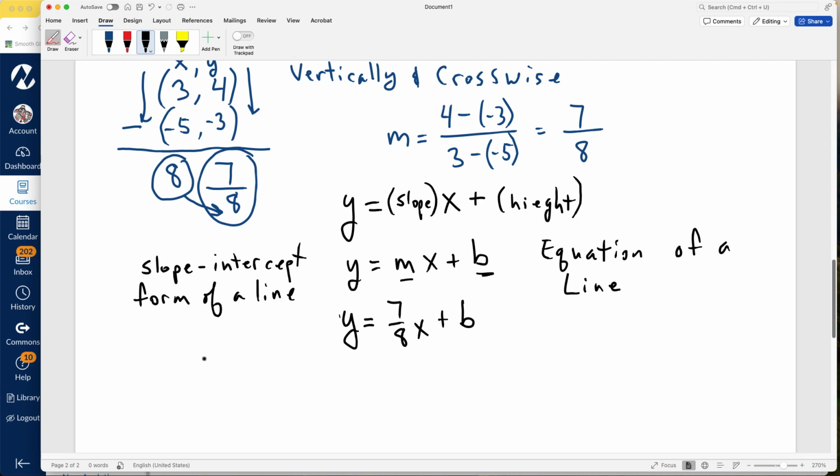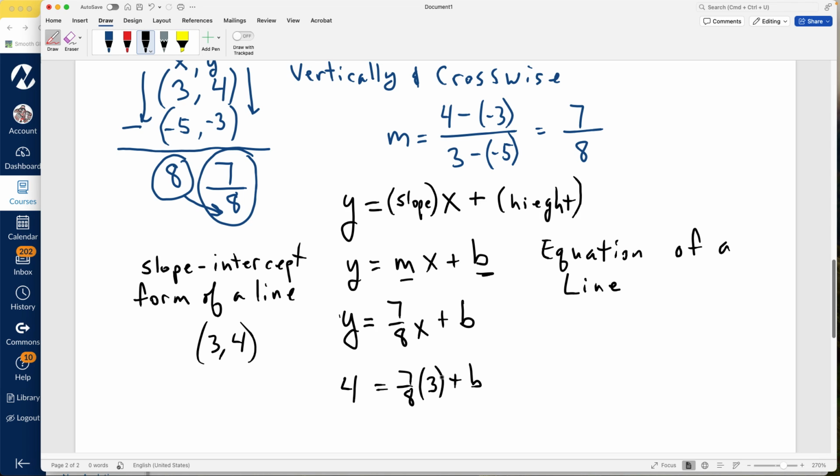So I'm going to take this point 3, 4. It means I can plug in 3 for x, so I get 7/8 times 3 will be equal to the y value of 4. And notice now I've got an equation where there's only one unknown, the value of b. I didn't choose very wisely. I just chose randomly, so we don't get very pretty numbers, do we?